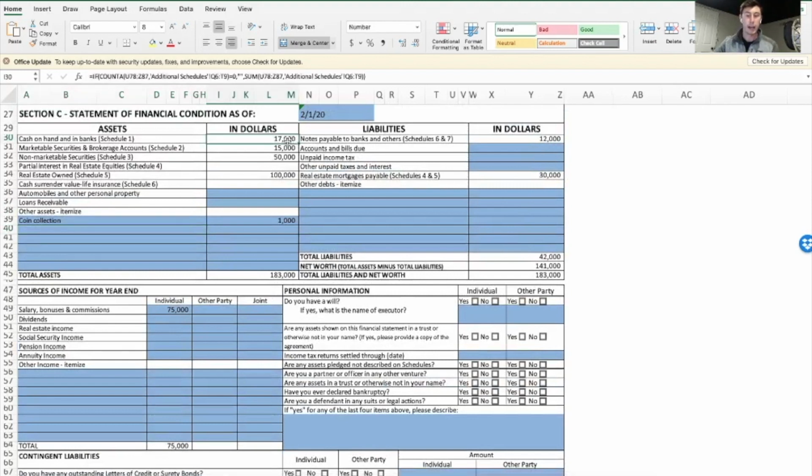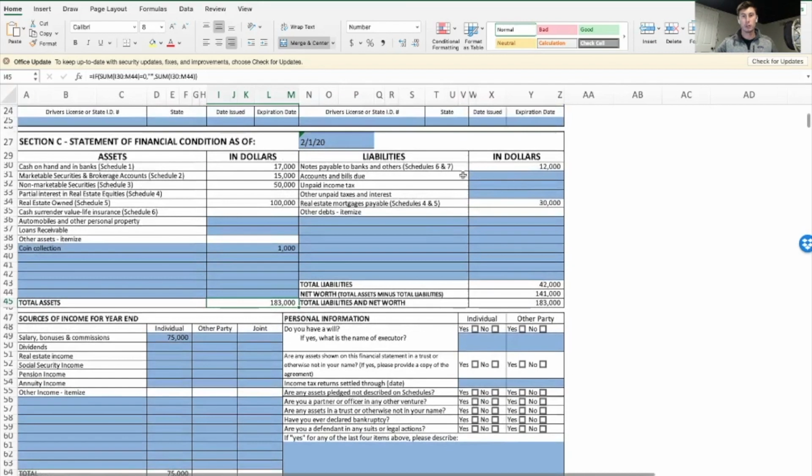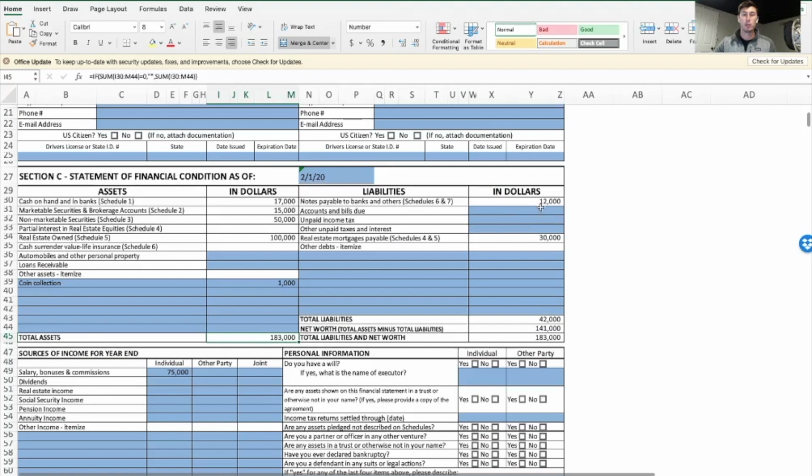Okay, so let's go ahead and just look at what we have. We've got our cash in the bank. We've got 17 grand in the bank. We've got 15,000 in the Roth IRA. We have $50,000 in our LLC that we owned with Clayton. So it was a $100,000 value. We own 50%, so we own 50,000. Down here, there's our house. It's worth 100 grand. All right, so we're going to skip down here. Total assets and the coin collection, we have $183,000.